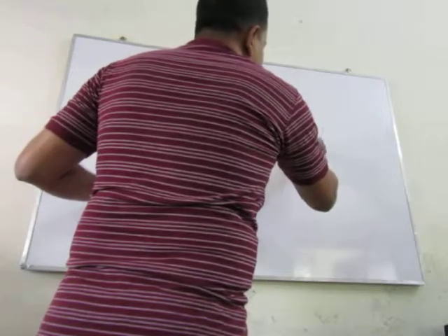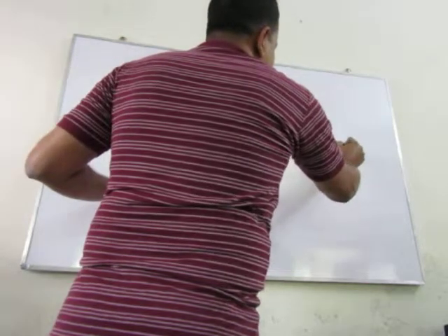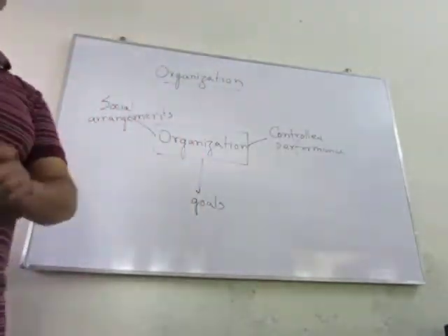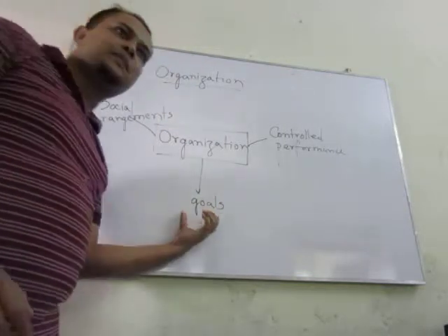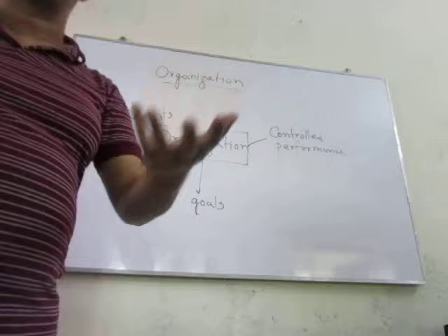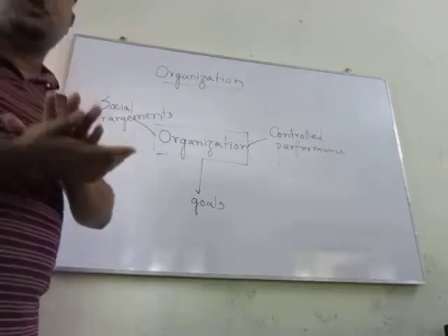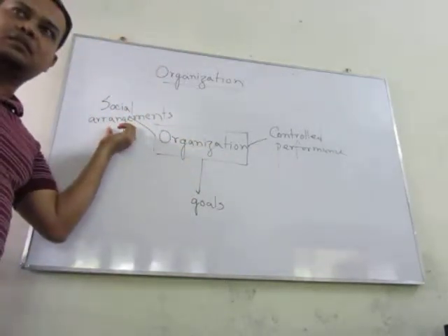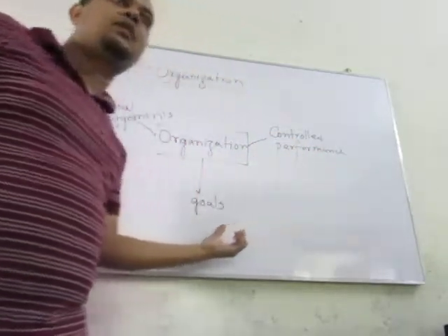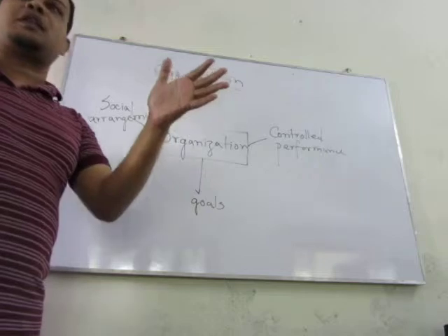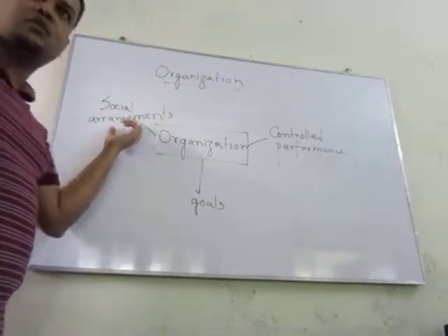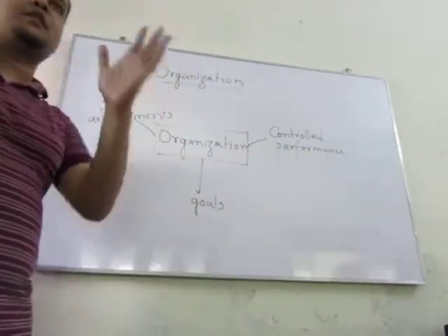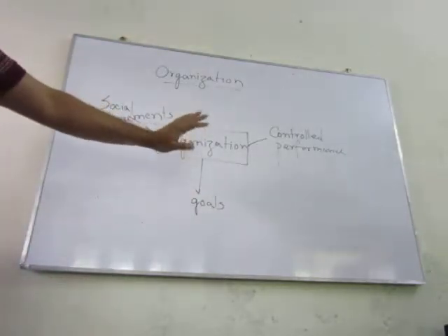Control performance. That means, as a whole, what do we mean by control performance? If an organization has a specific goal, to achieve the goal you have to operate in a specific way, right? Your performance should be controlled. So as a whole, we can say organization is a social arrangement for controlled performance of collective goals. That means if your structure is such that a number of people can work together in a specific performance to achieve some specific kinds of goal, then that is a kind of organization.